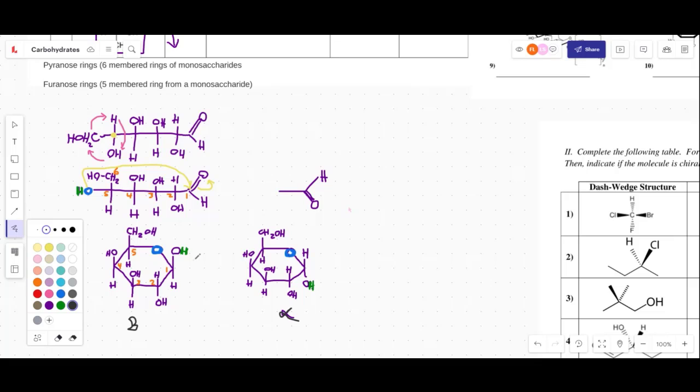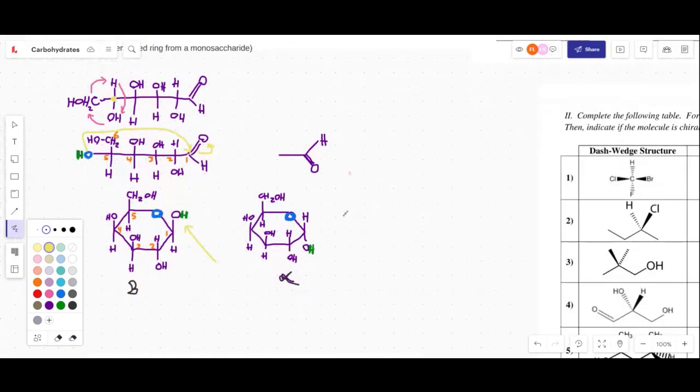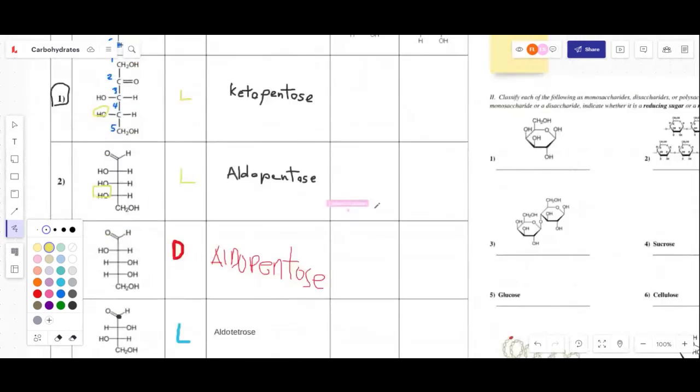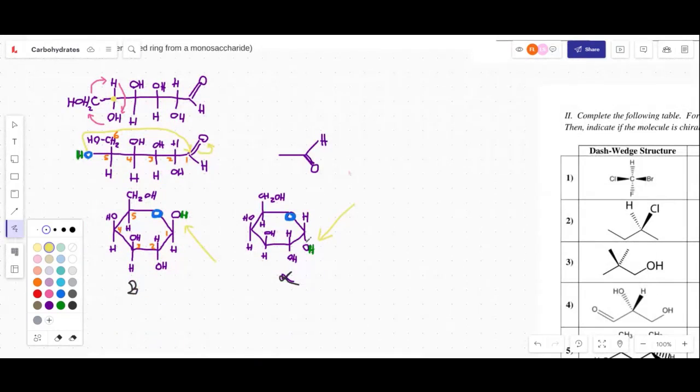What's the difference? Is it because you rotated the OH and the H that it became alpha and beta? Yeah. The key difference is this: if the OH is up, it's beta. If the OH is down, it's alpha. And a beta sugar has the OH going up on that anomeric carbon.